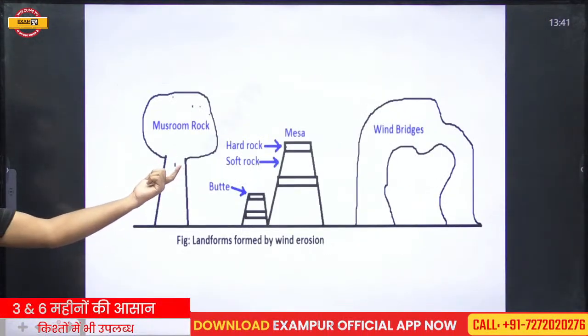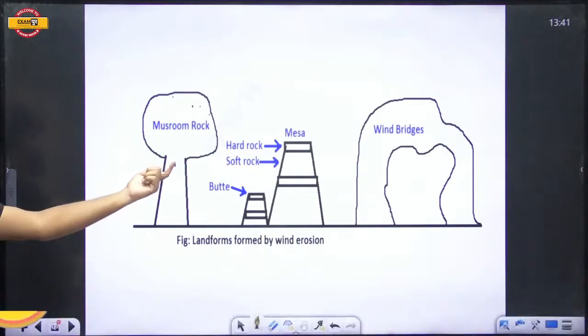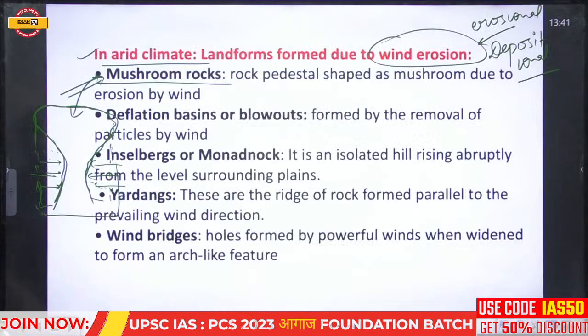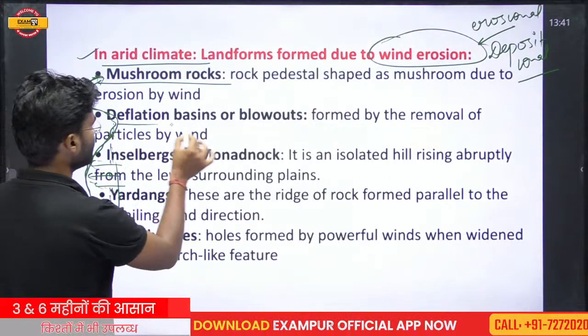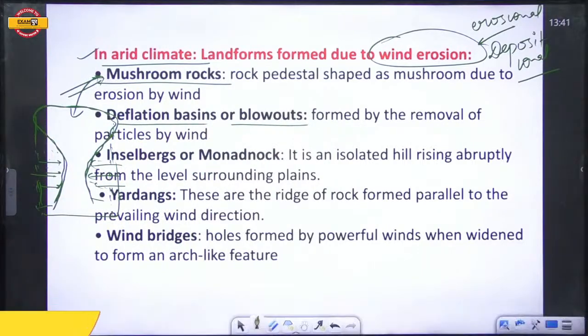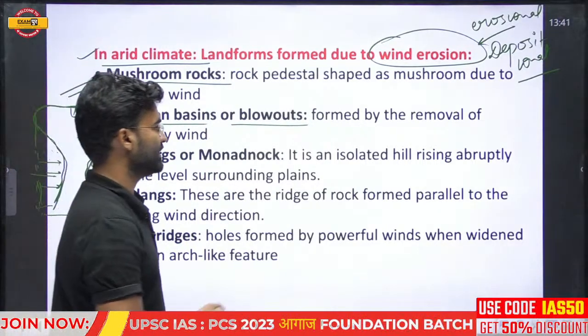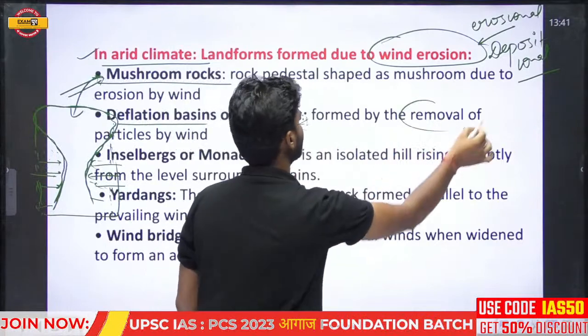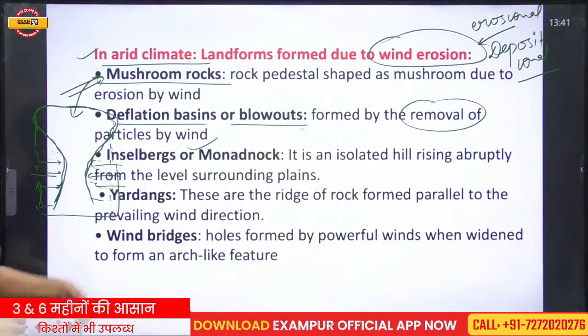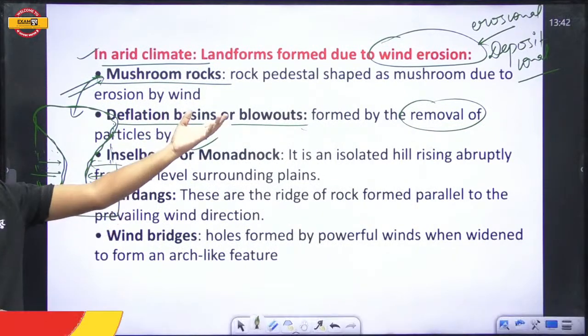Look, this is the mushroom rock. So this is an example of the mushroom rock. Okay, you can make the diagram. Deflation basin or blowout is formed by the removal of particles by the wind. If the wind removes the particles from a particular region, then a deflation basin or blowout basin can be formed.